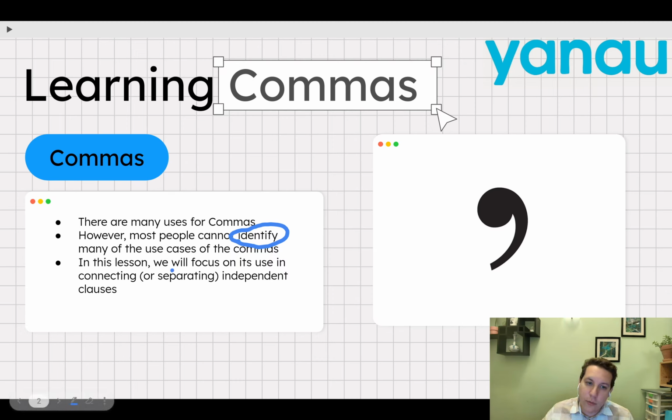So in this lesson, we're going to be focusing on one in particular. We are going to be talking about its use in connecting or separating, based on how you look at it, independent clauses. Now, it has other uses. It can even connect, in some cases, dependent clauses and so on, but I want to focus this session entirely on connecting or separating independent clauses.